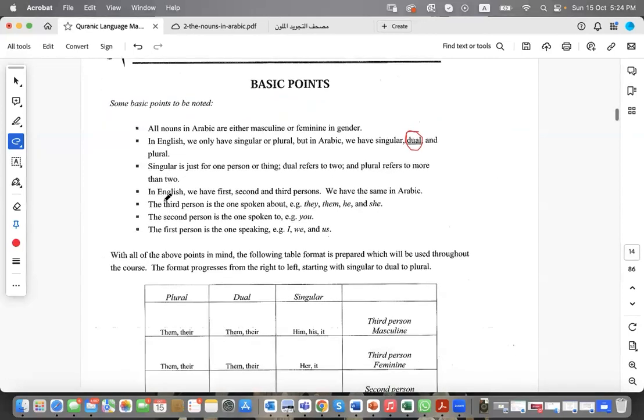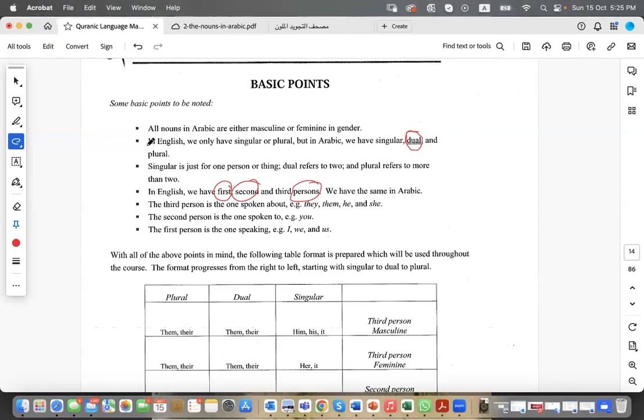Next point. In English, we have first, second, and third persons, and we have the same in Arabic, and this is very important. This is going to help us a lot to understand the way we need to choose our pronouns, whatever the type of the pronoun is, and is going to help us massively when we start being introduced to verbs as well. And we're going to talk about those three persons now in detail here, inshallah.